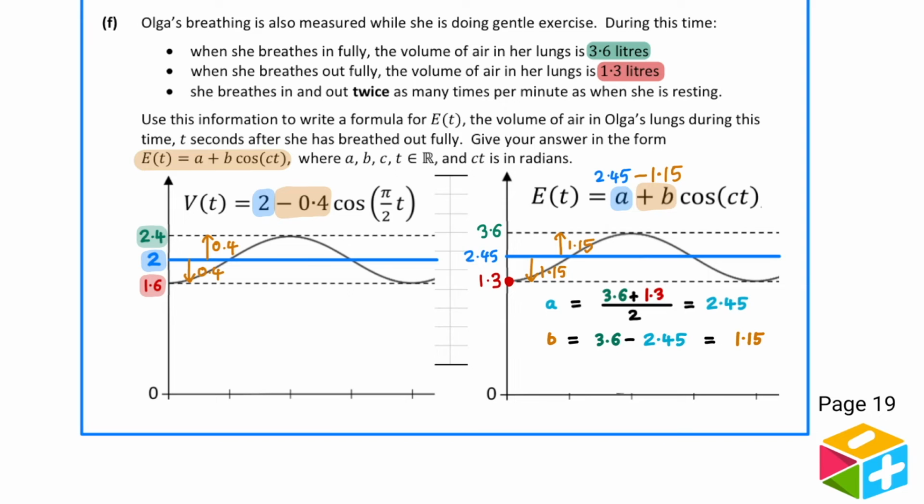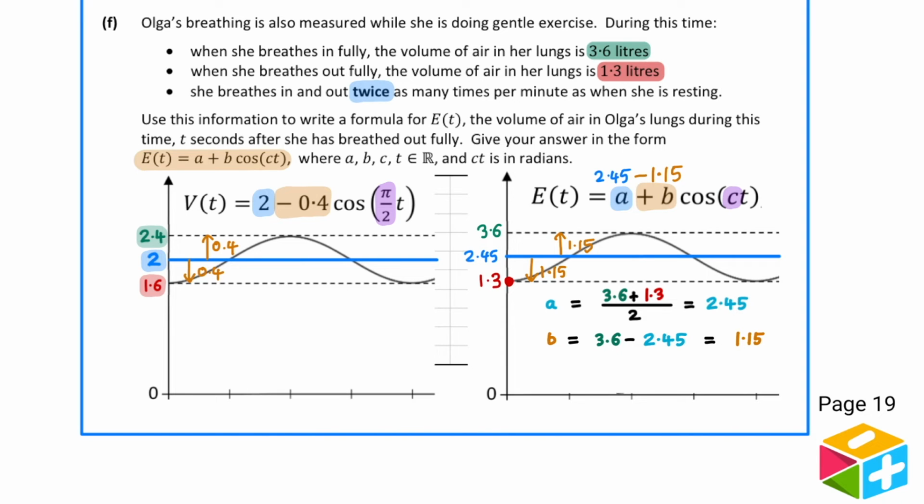We're nearly there now. All we have to do is find the value of c. This represents the speed at which our curve is going up and down. When Olga was resting, we had a pi over 2 appearing in this position. We're told that when she exercises, she breathes in and out twice as many times per minute as when she is resting.